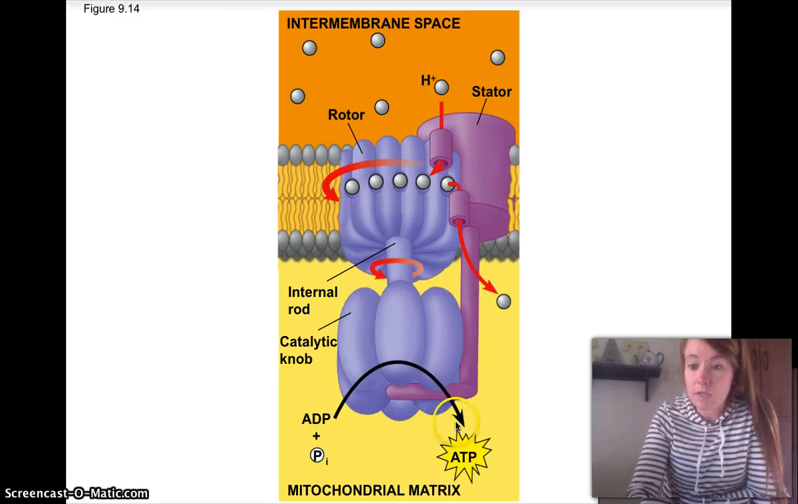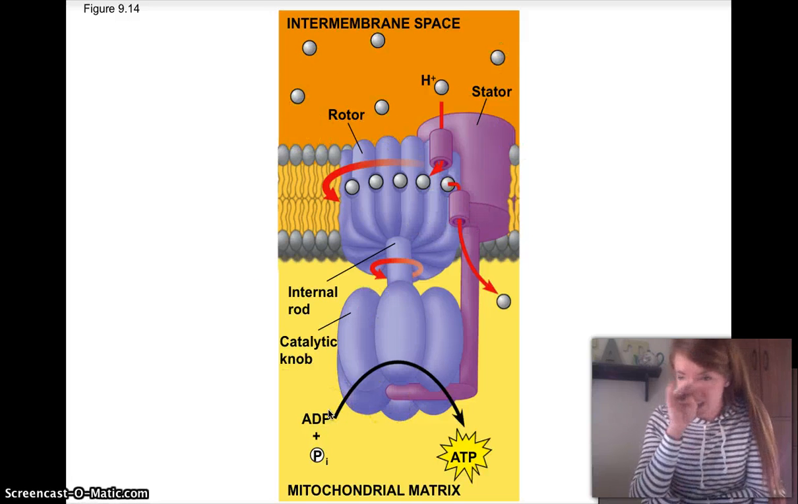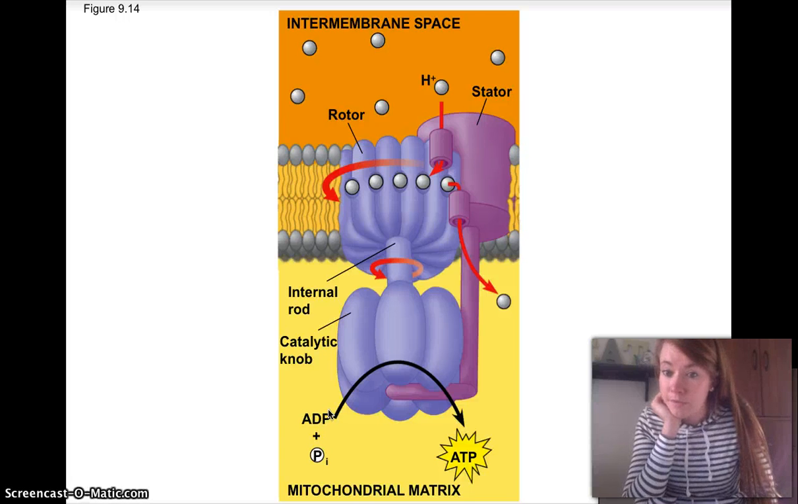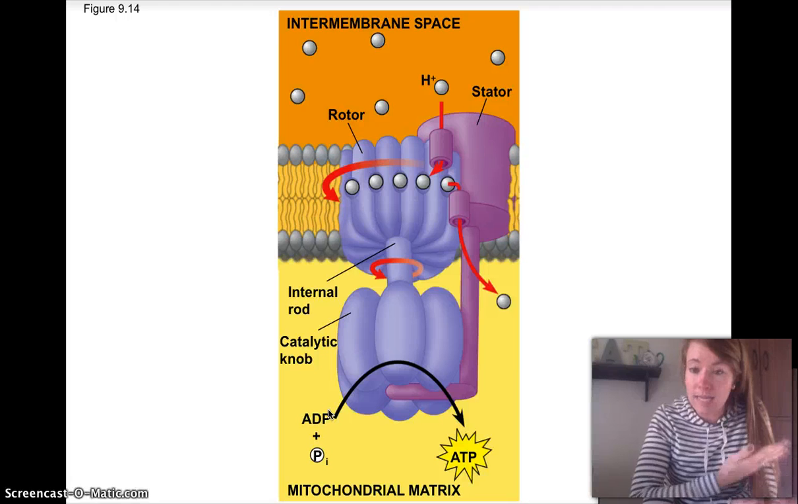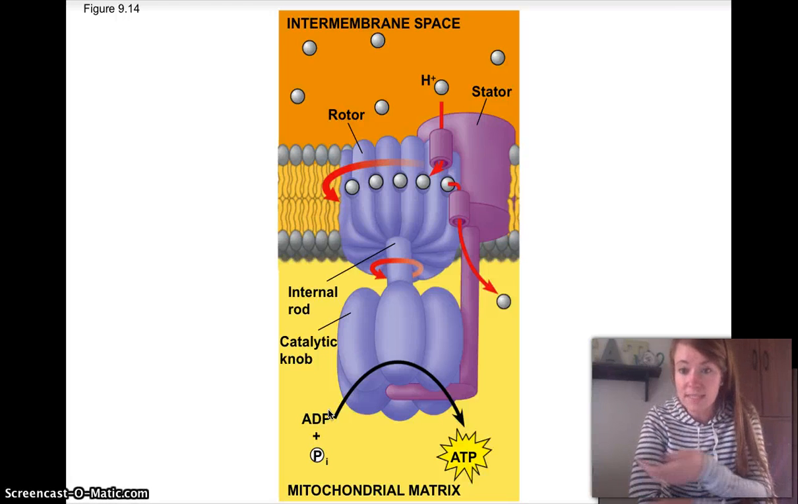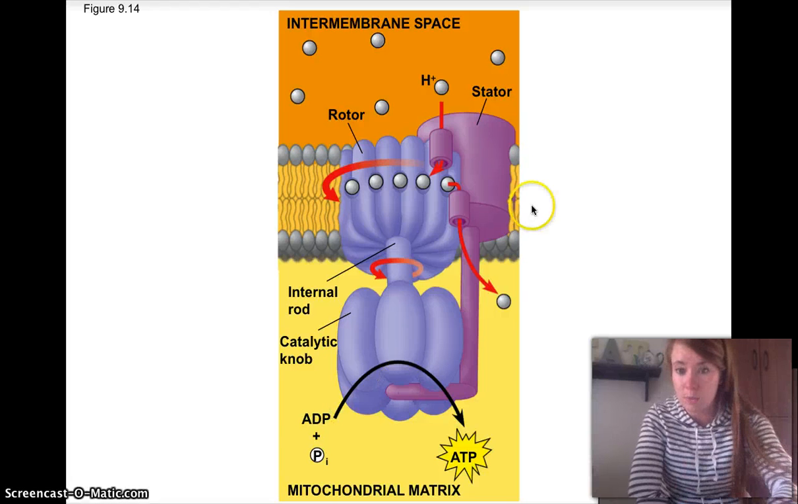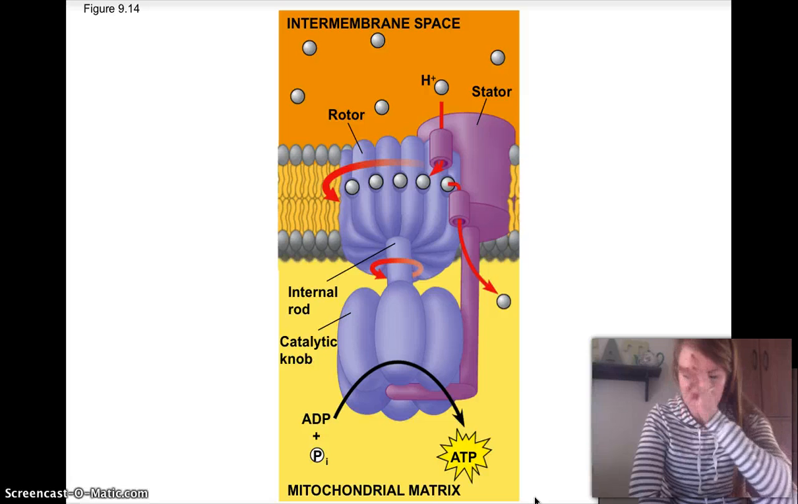So this proton gradient, the fact that there's more protons out here than there are in here, is referred to as the proton motive force. So the proton motive force is what powers ATP synthase. Be familiar with that term, proton motive force. That's how powerful it is that there's more protons out here than there are in here. It can make all of this work happen.